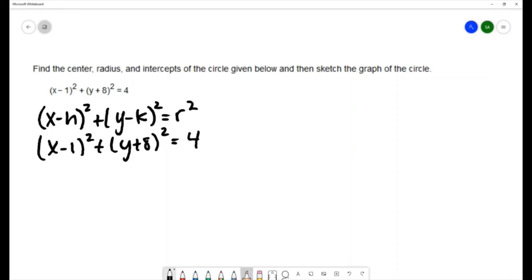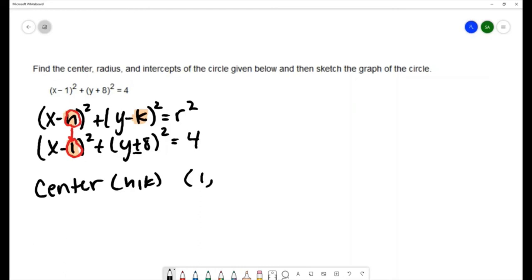Now the h and the k that are in the standard form stand for the center of the circle. The center is (h, k), and for our example, we'll use 1 for the h. You can see that the h is the value after the minus sign. So we have an x-coordinate of 1. However, on the y-coordinate, we don't have a minus, we have a plus.